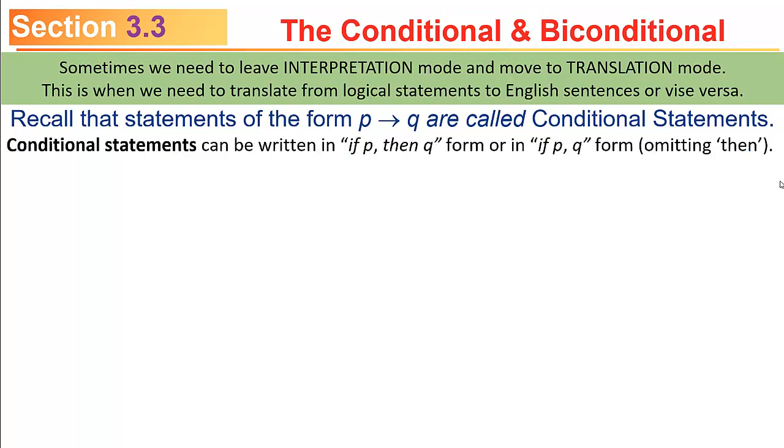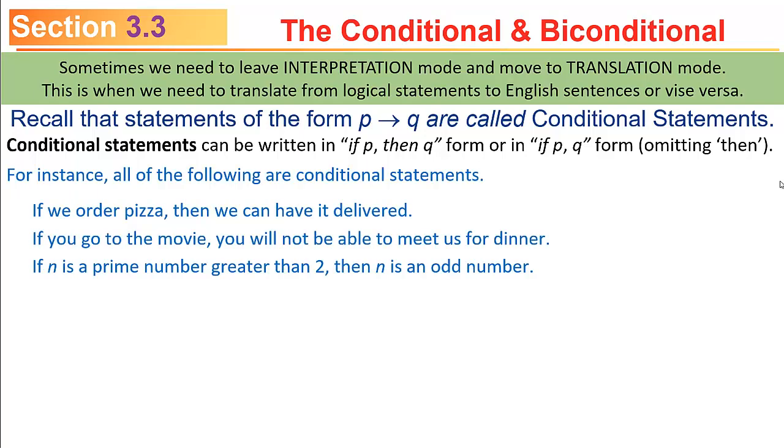Conditional statements can be written in the form if P then Q. Sometimes the word then is left out: if P, comma, Q. It just means that in English language sometimes you leave out the word then, but it's understood to be there. For instance, all the following are conditional statements. If we order pizza, then we can have it delivered. If you go to the movie, you will not be able to meet us for dinner. If n is a prime number greater than 2, then n is an odd number. You don't actually have to have the word then in there for it to be understood to be there.